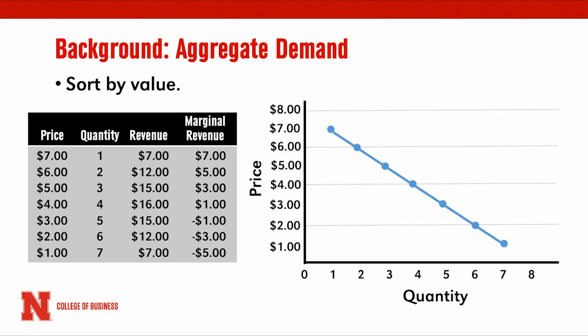Likewise, all of the other numbers in the marginal revenue calculation or column are calculated by taking the revenue at one level minus the revenue at the previous level of sales. You should verify at this point that you can calculate and match all of the numbers in the marginal revenue column before you proceed to the next slide.